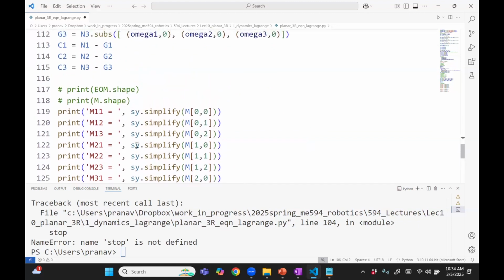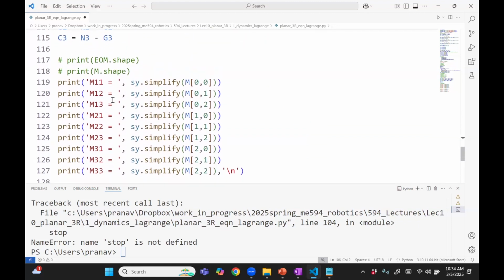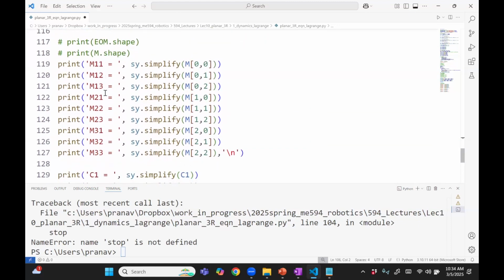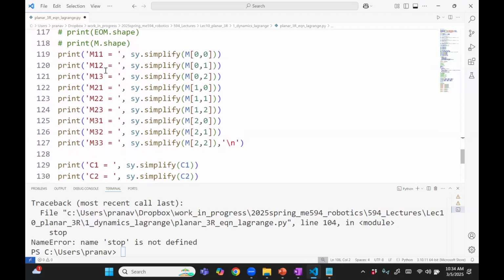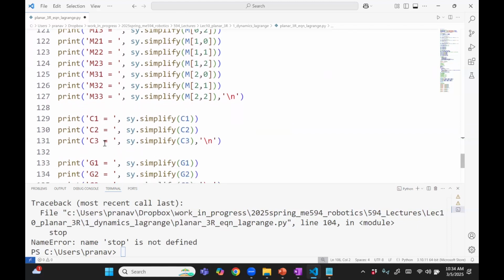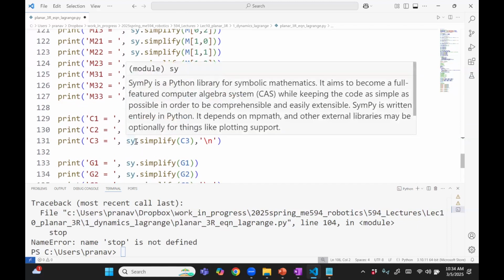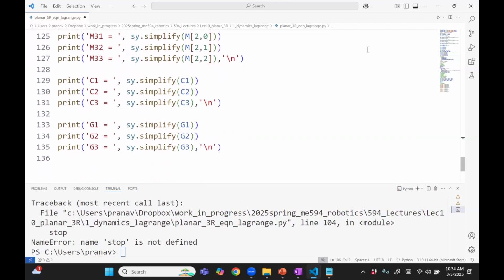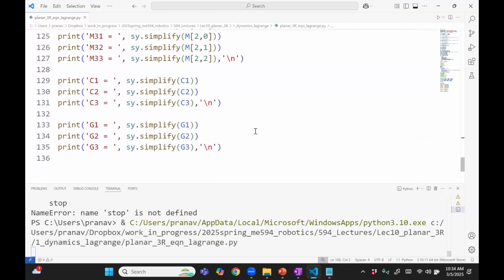And now what I'm going to do is, in this mass matrix, which is going to be 3 cross 3, I'm just going to print M11, M12, M13, and so on. So the 9 elements. It so happens, if you check later on, that M12 will actually be equal to M21. And then C1, C2, C3, those are the 3 rows of C, and 3 rows of G. So let's run this now.